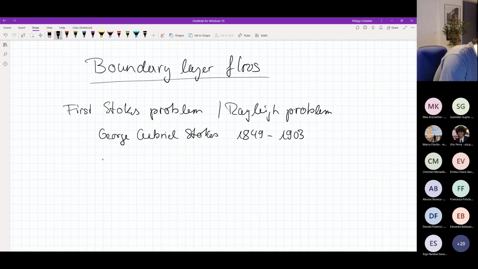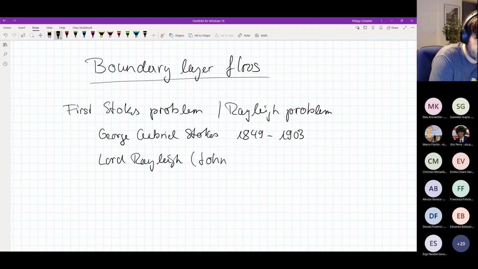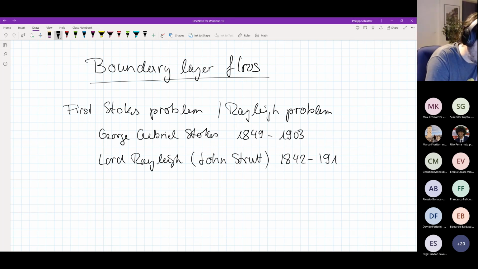then, of course, we have Lord Rayleigh, who is an important person in fluid mechanics. We will come back to some other aspects that Rayleigh did for fluid mechanics. Actually, he was called John Strutt before he became a lord, and he lived from 1842 to 1919. And Rayleigh will become very important when we talk about stability. There's a Rayleigh criterion, and there is also, of course, the Rayleigh-Benard convection that we will look at.